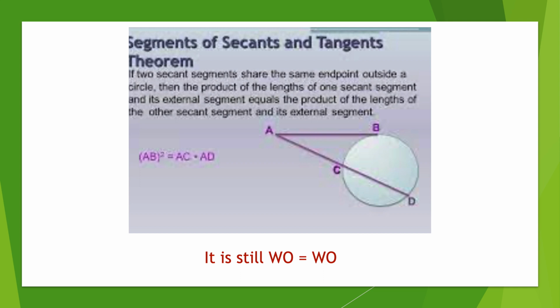Now, sometimes people like to make a separate formula when it's a tangent. They like to say, oh, well, that tangent, which is AB squared, is AC times AD. But it's still whole times outside equals whole times outside, because in this oddball case, the tangent is the whole and it's the outside. So that's why it ends up being squared.